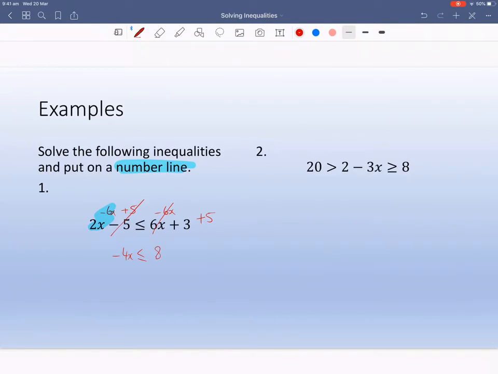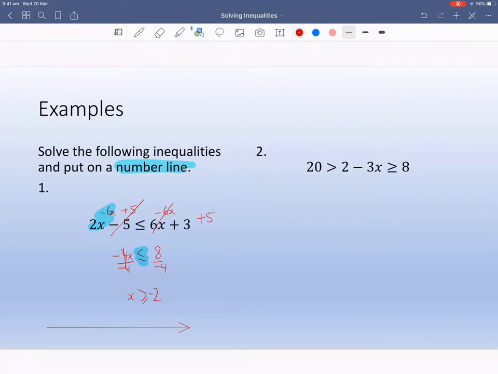inequalities have, because now I have to divide both sides by minus 4, and because of dividing by a negative number, the same occurs if you times by a negative number, the inequality changes sign. So it's greater than or equal to negative 2. Okay, so let's pop that on a number line.